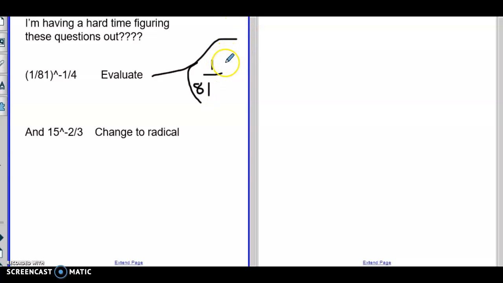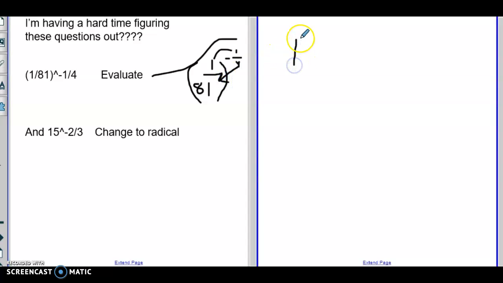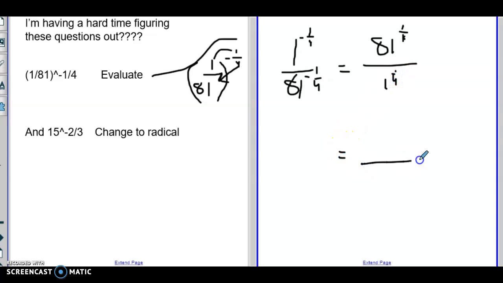Okay, so without looking at the question exactly, if this is the way it's set up, you would share this with both. So you would get 1 to the negative 1/4 and 81 to the negative 1/4. And then you would flip them, 81 to the 1/4, 1 to the 1/4. So then you get the fourth root of 81 over the fourth root of 1.